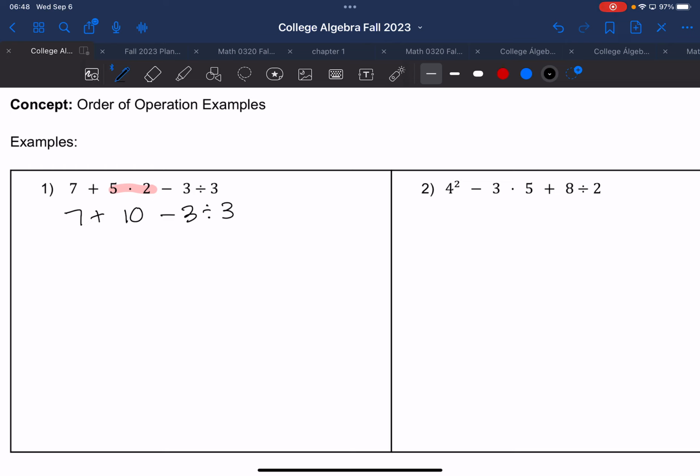After every step, we're rewriting the problem. Okay, now what comes next? Division. So I have 7 plus 10 minus 1. Okay. What comes next? Addition. So I have 17 minus 1, and then I just solved this out to be 16. Writing out all the steps is what's going to help you prevent making that mistake.